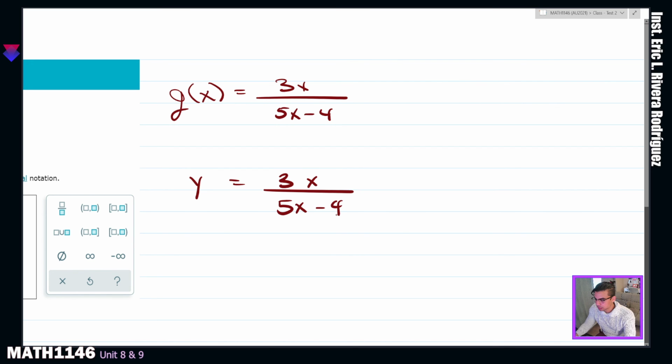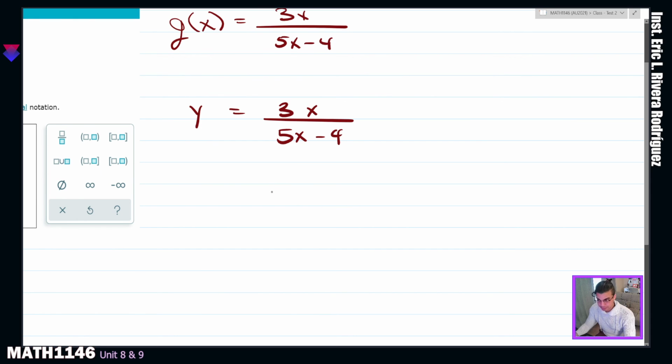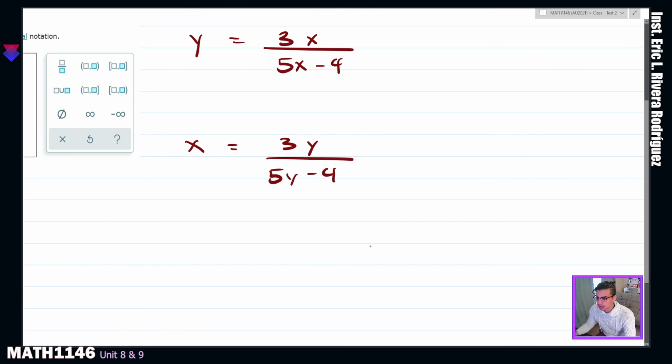Since we are working with the inverse function, flip y and x. So now all y's become x and all x's become y. Now solve for y. That means you are going to isolate y on one side of the equation. So here we have an equation. This is an equal sign, so we are able to multiply by the denominator. I'm going to multiply both sides by 5y minus 4.